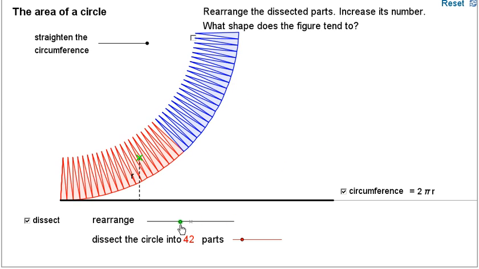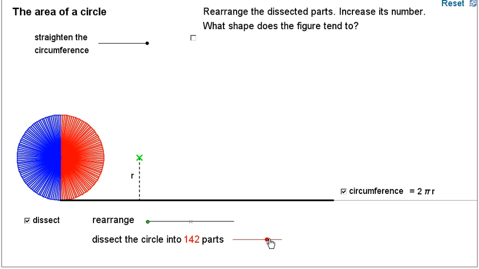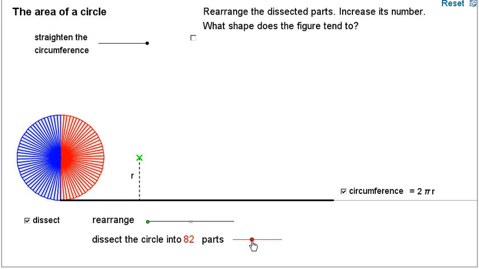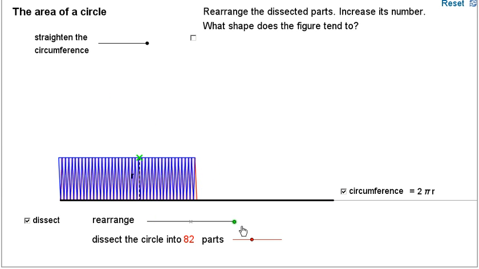And that's not all. We can continue and go to, let's just go crazy, 198 parts. That's too much. That's just too crazy. Back it up and go to about 82 parts. Rearrange. And again, you've got a parallelogram that's pi r long multiplied by radius high. Pi r times another r is pi r squared, and that gets us the formula for the area of a circle.